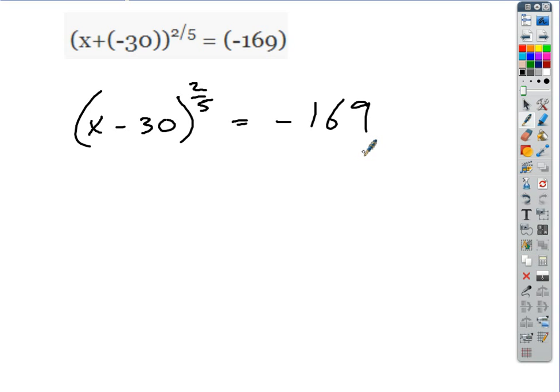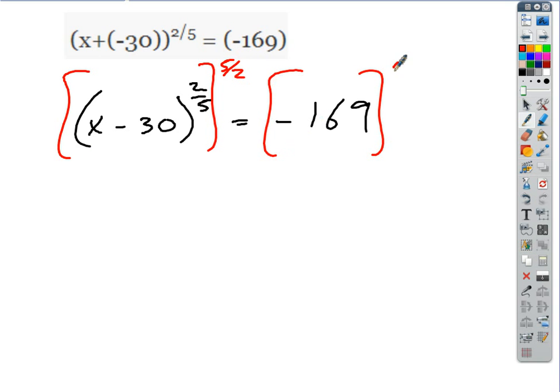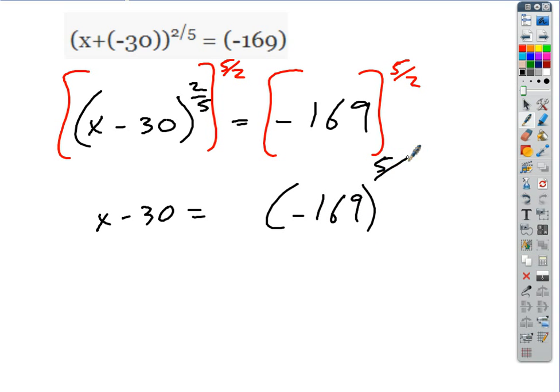Okay, so then if I take both sides to the 5/2, I get 5/2 on that side, right? And that gives me x minus 30 equals negative 169 to the 5/2. Is that okay to do? Is that an odd or an even root I'm taking? Even root, because look, it's a square root on the bottom, right? And I've got a minus sign in there. That doesn't match. I can't take an even root of a negative number, can I?